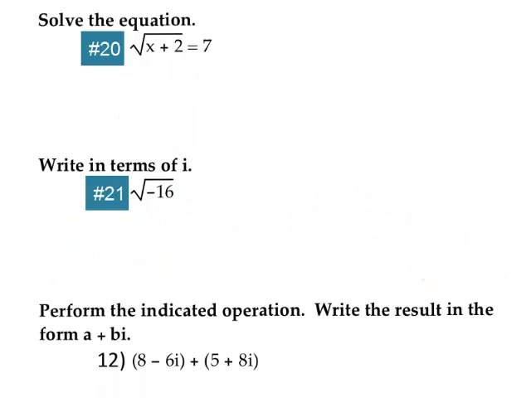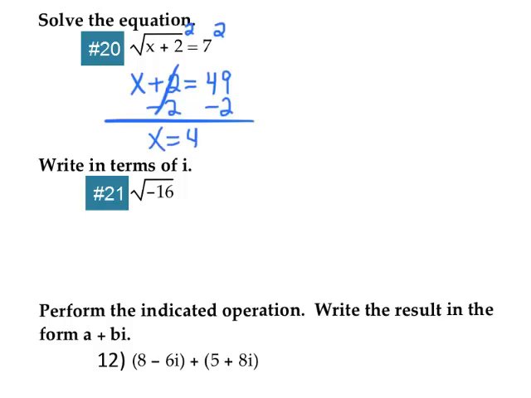Solve the equation. So we have the square root of x plus 2 equals 7. First thing we want to do here is square each side of the equation, because that's how we get rid of square roots. The opposite of a square root is to square. When we do that, it leaves us with x plus 2 equals 7 squared, which is 49. You would subtract 2 from each side. It's going to give us x equals 47 as our answer.